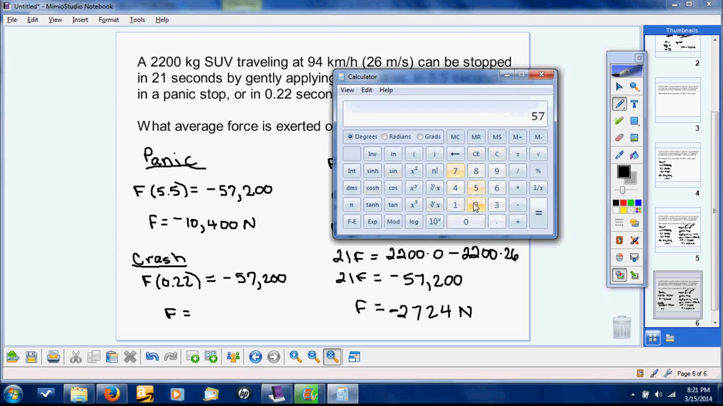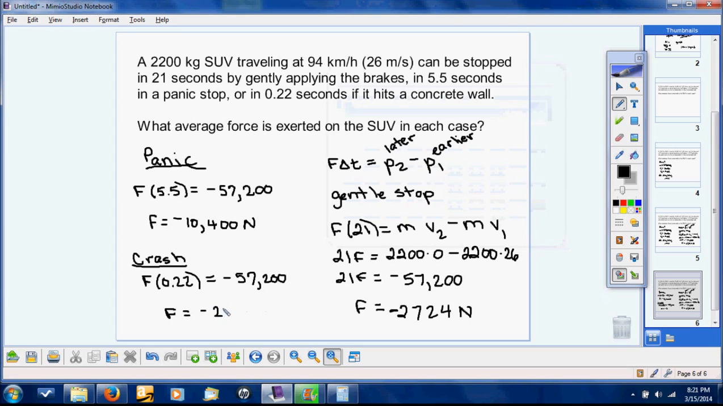So 57,200, when you divide that by 0.22, we're now getting 260,000 newtons. So we've gone all the way from 2,700 to 260,000 newtons. And all that force causes crumpling on the car. It causes damage. It causes injury. So the greater the force, the more the car has to actually deal with. Okay, so this force is way more when it hits the wall.